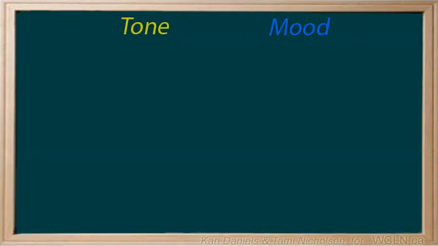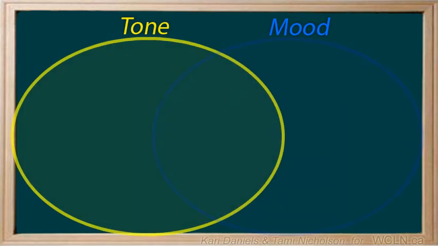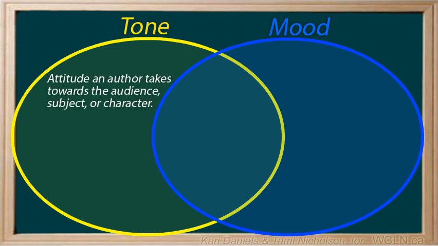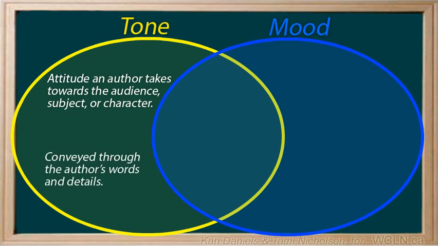So, for a quick summary, you just need to remember that while both tone and mood deal with emotions centered around a piece of writing, they are actually quite different. Tone is the attitude an author takes towards the audience, the subject, or the character. Tone is conveyed through the author's words and details.